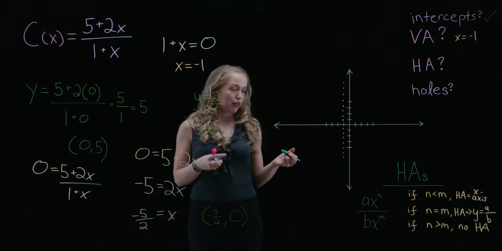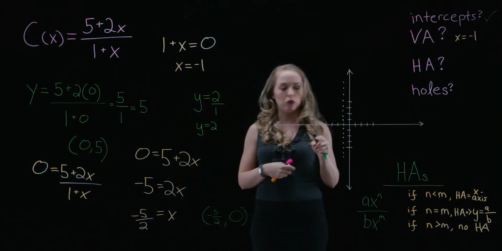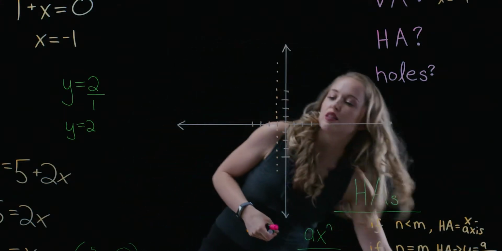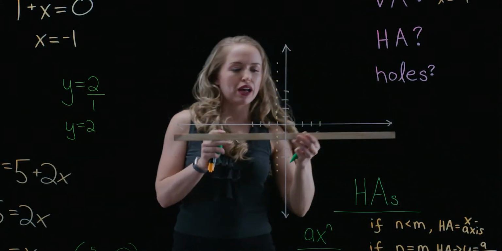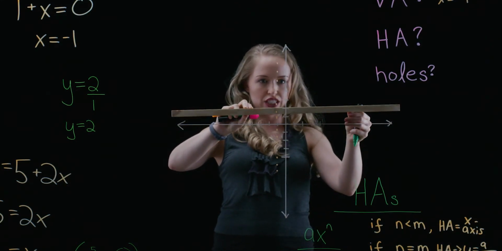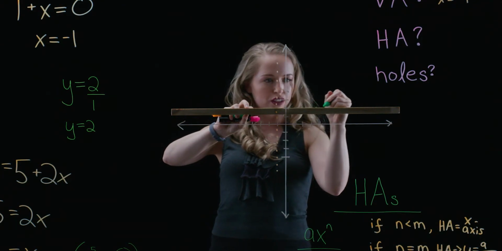So then what does that mean in terms of my graph? Well, that means if I go to y equals positive 2, right about here, I've got a horizontal asymptote. That's a place where my function will get awfully close to that line, but it'll never actually touch it. So I go ahead and just sketch that out.